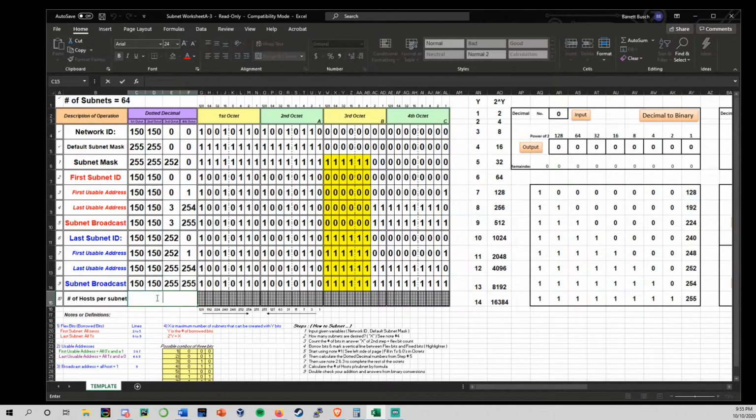And essentially, the formula we want to follow is 2 to the power of the host bits. In this case, it's 10. Minus 2. And this minus 2 is because, remember, I said we need to save space for the subnet ID and the subnet broadcast. And that equals, we could check the power of 2 chart over here. So 2 to the power of 10 is 1024, minus 2 is 1022. So we could say that we can have 1022 hosts per subnet.